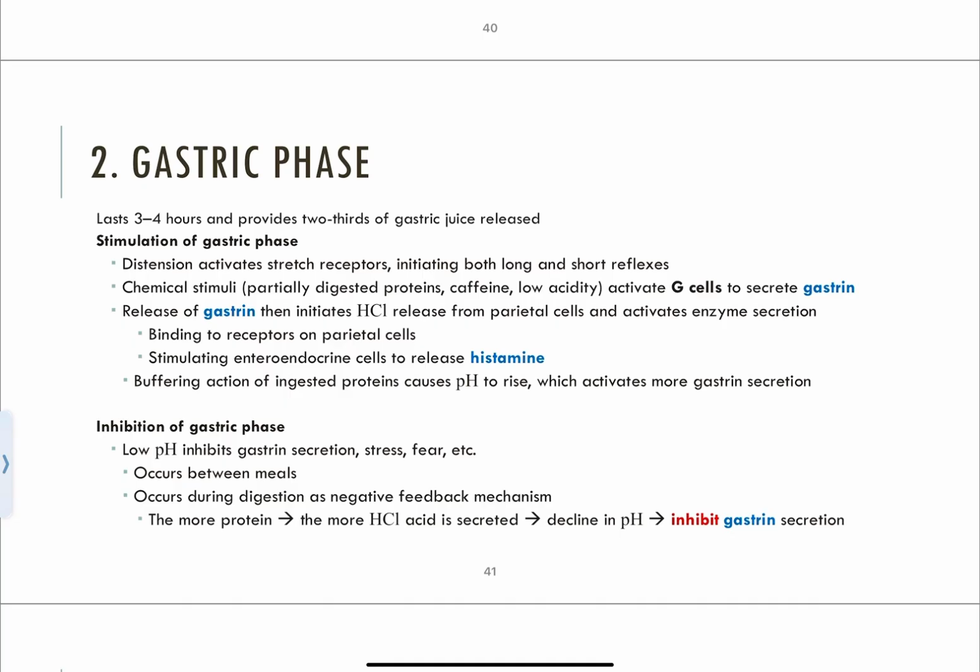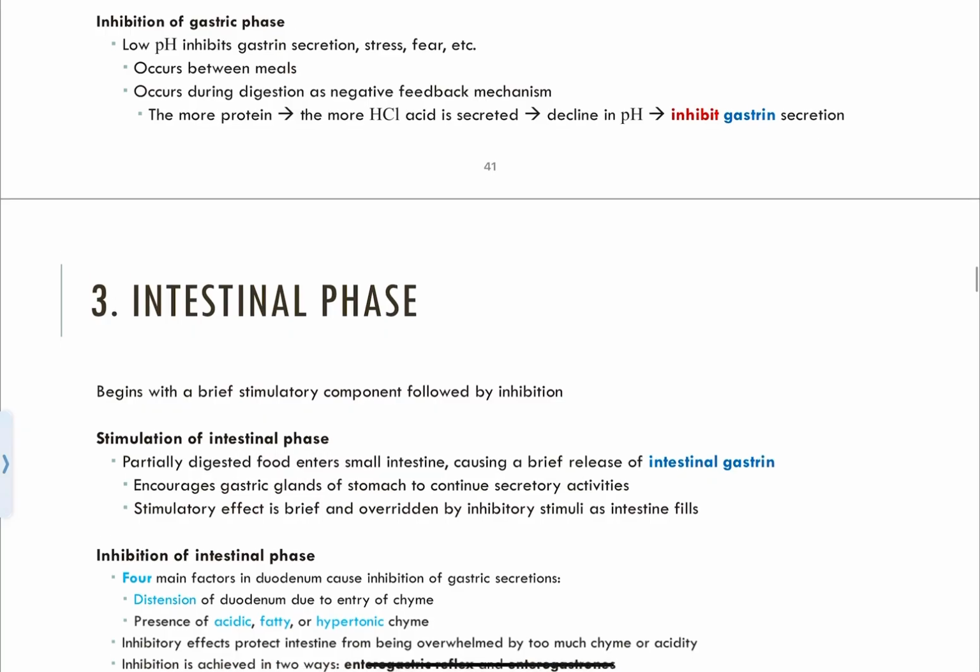Inhibition of the gastric phase, what would cause this? So low pH inhibits gastrin secretion, as do stress and fear. Typically, we would inhibit this phase between meals if we're not eating, and it occurs during digestion as a negative feedback mechanism. So the more protein that we have coming in, the more hydrochloric acid we have being secreted, which means we're going to be lowering the pH. So the low pH is going to cause an inhibition of gastric secretion.